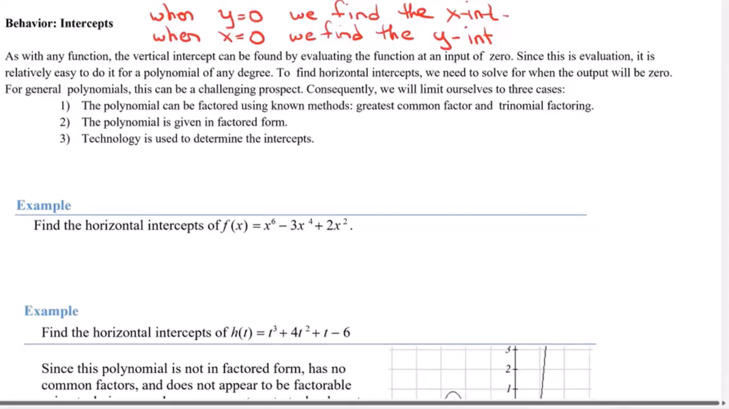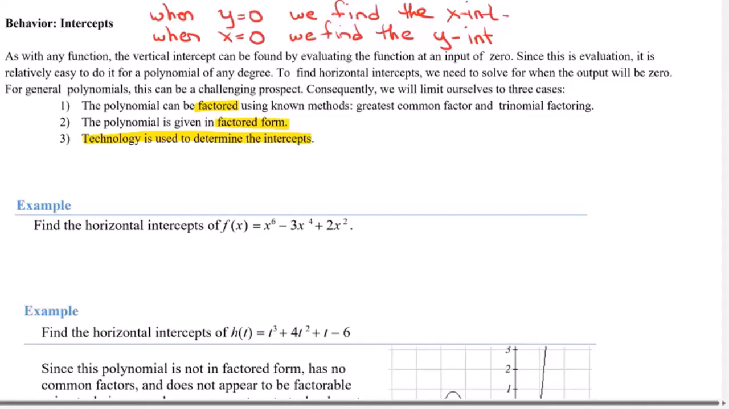So we're going to limit ourselves to 3 possible cases. Case 1, the polynomial can be factored. We'll see that. The polynomial is already factored, it's given in factored form. And the last is we really can't factor it. It's really hard to do. So what we're going to use is technology, graphing calculators. There's lots of graphing calculators on the internet. There's ways to find these intercepts pretty easily on the internet.